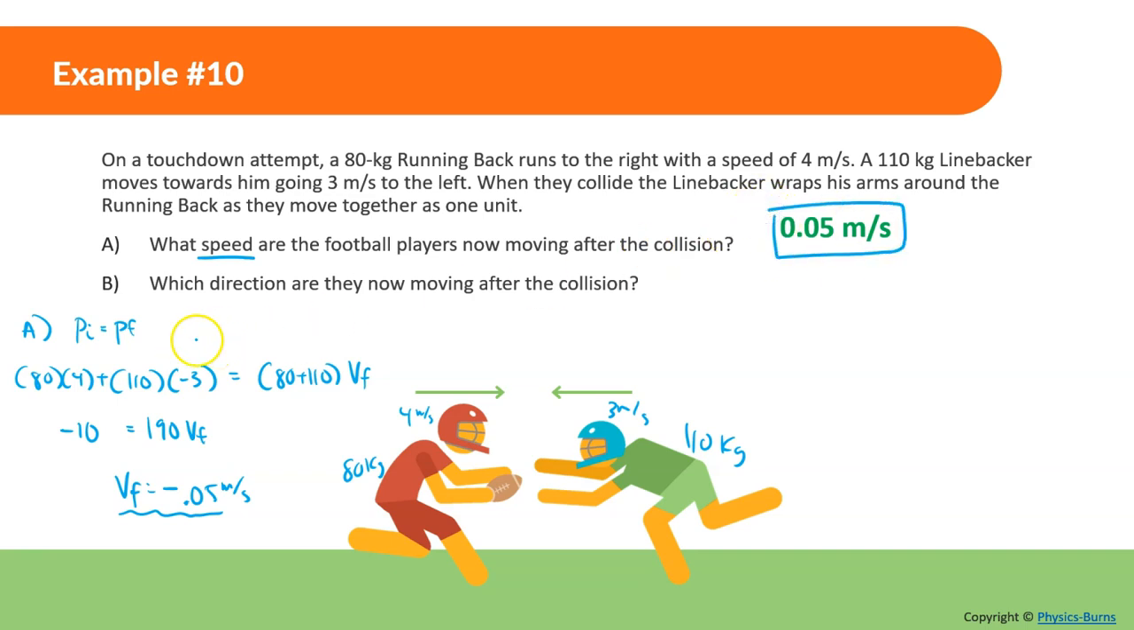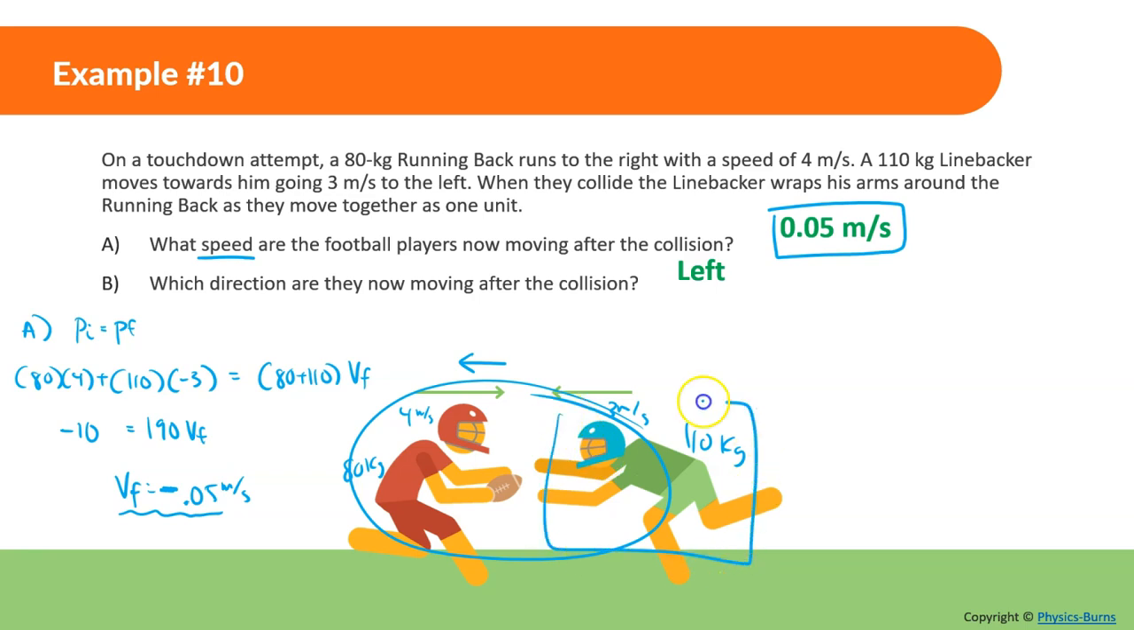second. Part B is, which direction are they now moving after the collision? Okay, so even though part A didn't ask for direction, this negative implies that after the collision, they are going to the left. Which means after they collide, they're going to be moving this way, which also means this guy had more momentum than this guy.